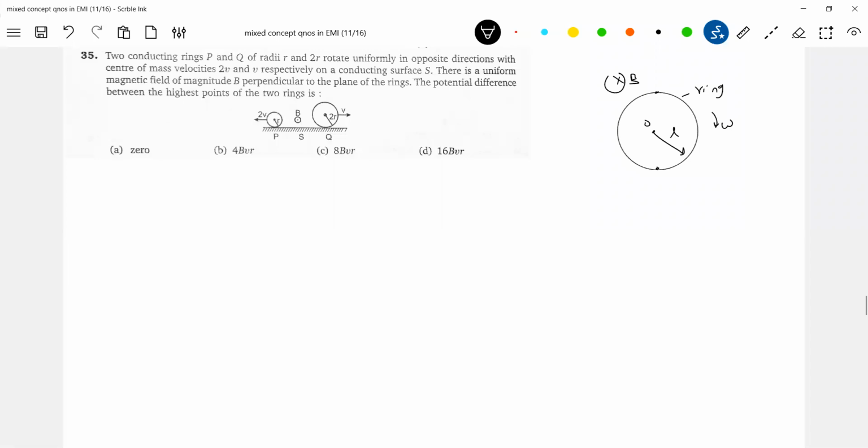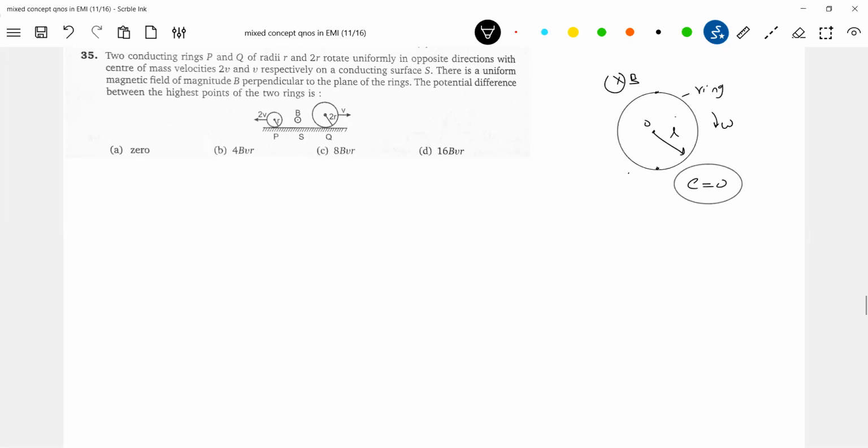So what is the rotational effect on the ring? Due to the rotational effect, there won't be any EMF induced. The similar idea: only due to translational motion it will come. Please do understand, this is the idea of the problem. The ring is rotating about an axis passing through its center perpendicular to the plane. B bar is perpendicular to the plane of the ring. Then no EMF is induced in the ring.